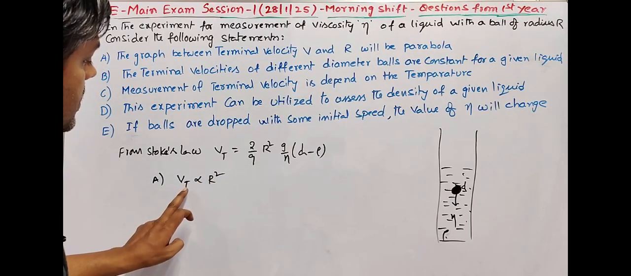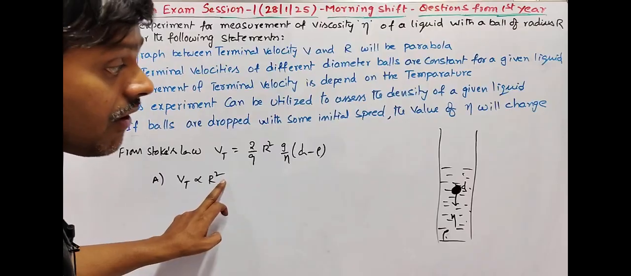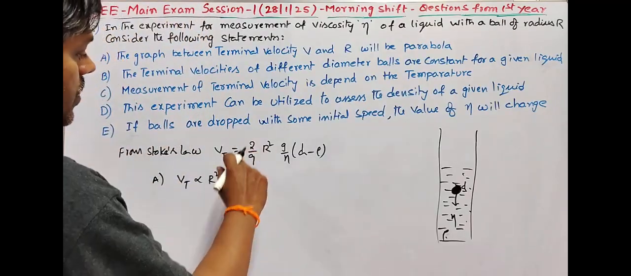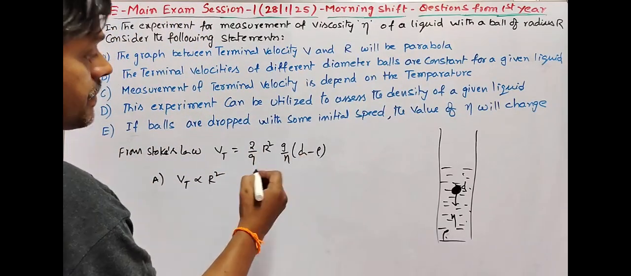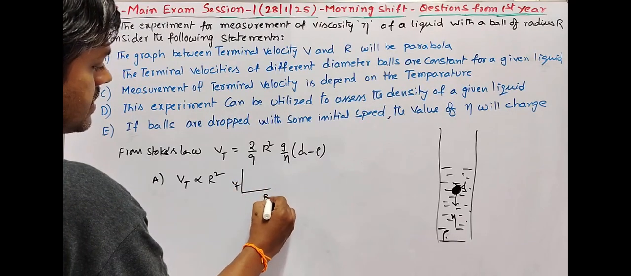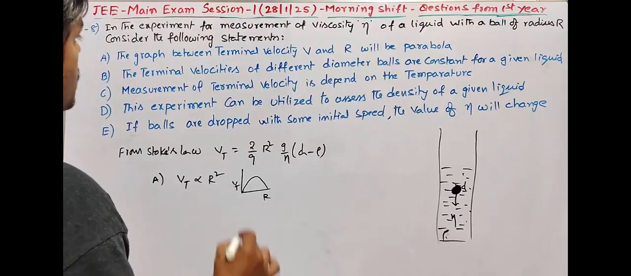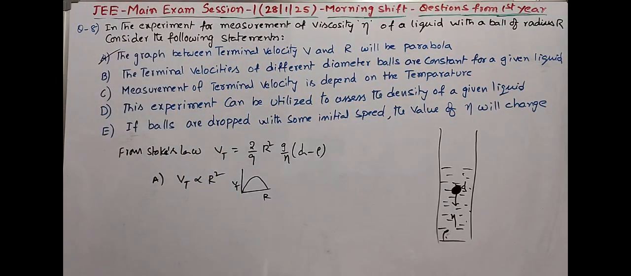That means the terminal velocity is directly proportional to the square of the radius of the given ball. So when you draw a graph between these, it is nothing but a parabola. That means Vt is taken on the y-axis, radius on the x-axis. So the graph is nothing but a parabola. So it is correct. Next one is what?